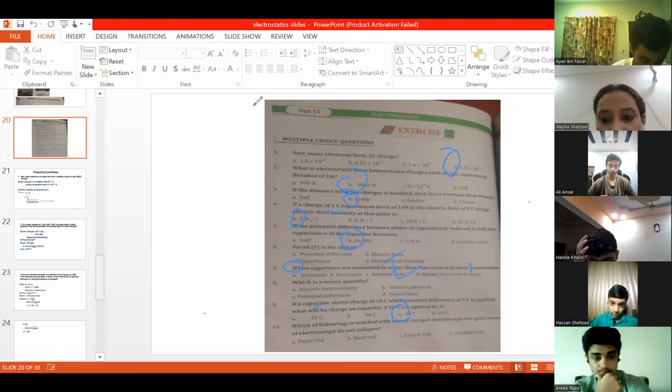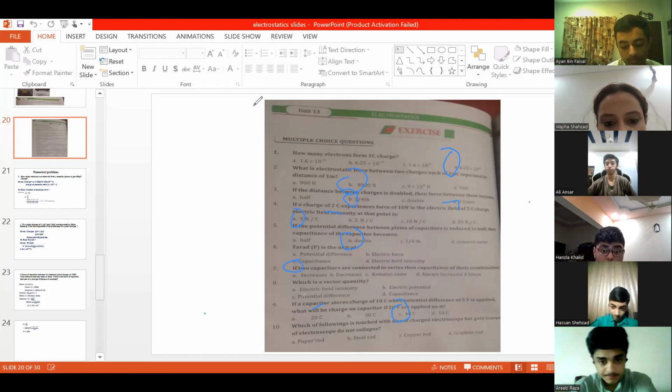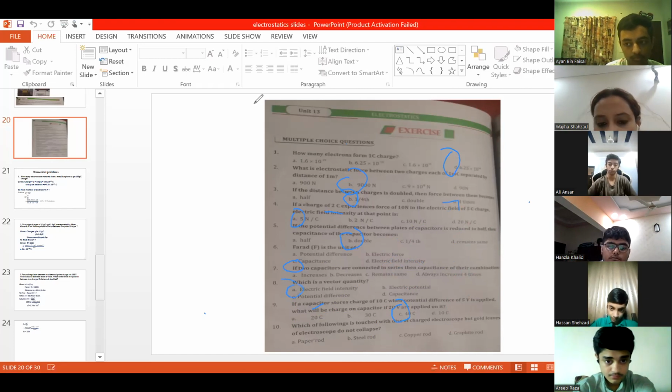As we know that E is equal to F by Q, F is the vector quantity. It means electric field intensity is also a vector quantity, right? So you can mark the option A, electric field intensity is a vector quantity, right?